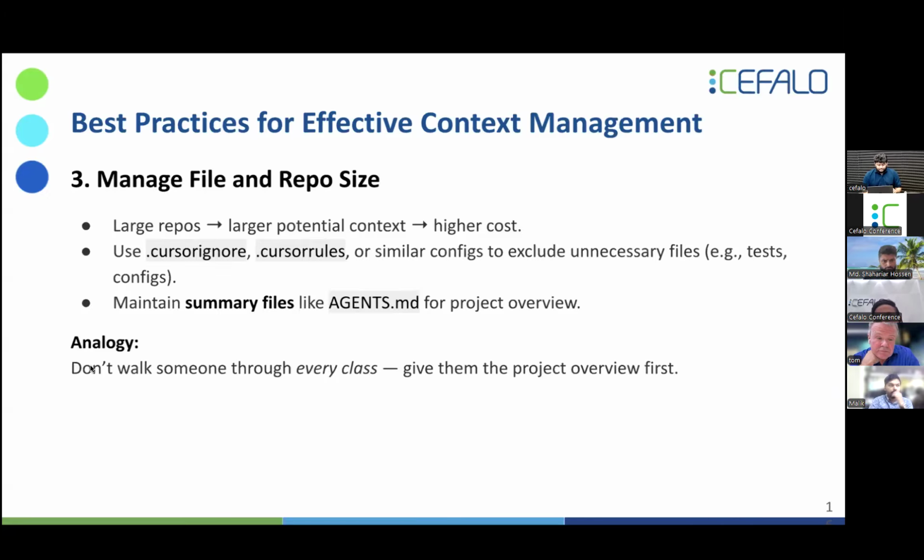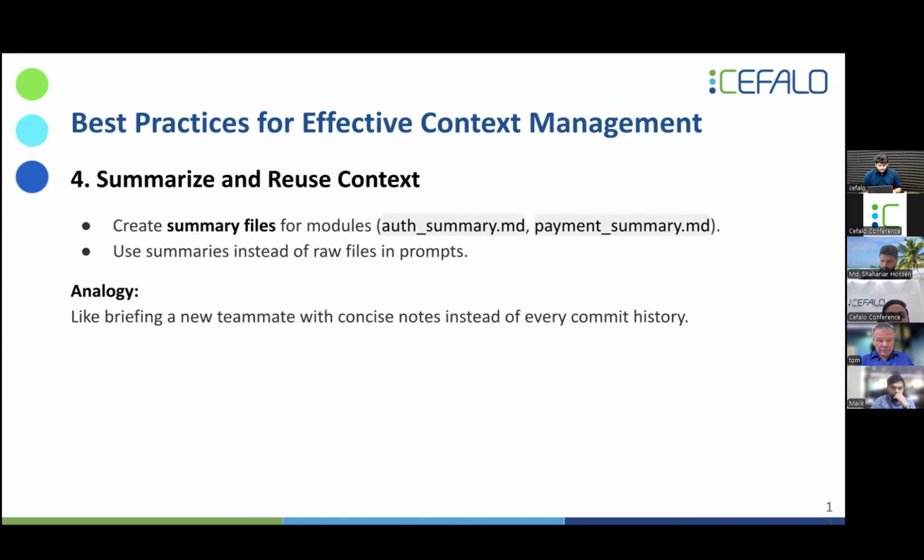As an analogy, when we have a new member, we don't walk them through every class, right? We just give them a project overview, and based on that, they have a better understanding. The fourth one is to summarize and reuse context. It's better to create summary files as markdown files and use the summary as context. Rather than giving raw files, it's better to give summary files, and Cursor and these IDEs, the LLMs, figure out what to include in the context based on your query. As an analogy, it's like briefing a new teammate with a concise note instead of every commit history.